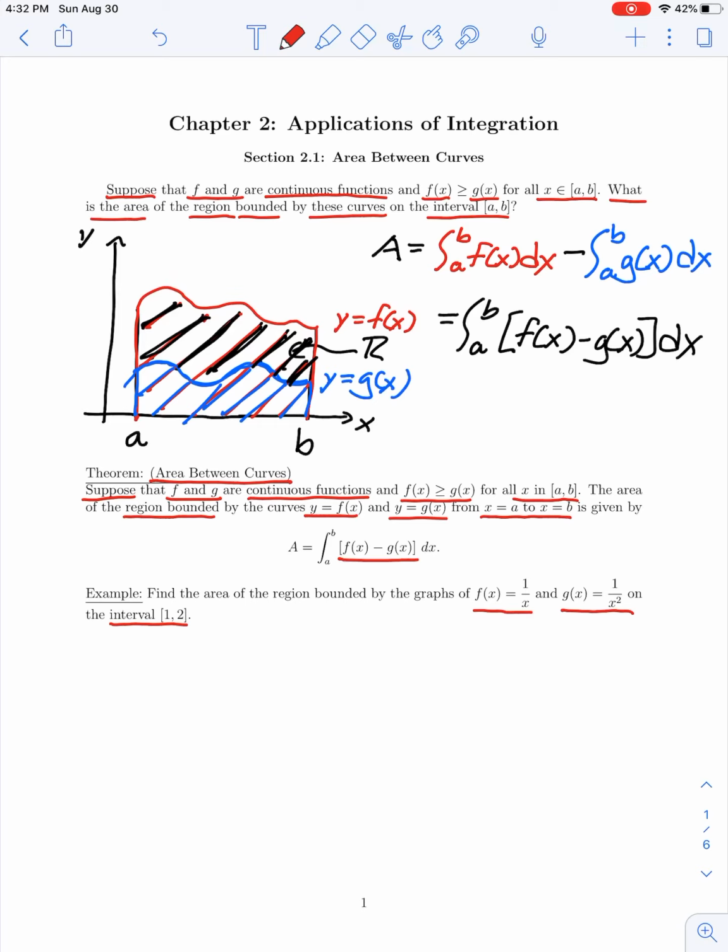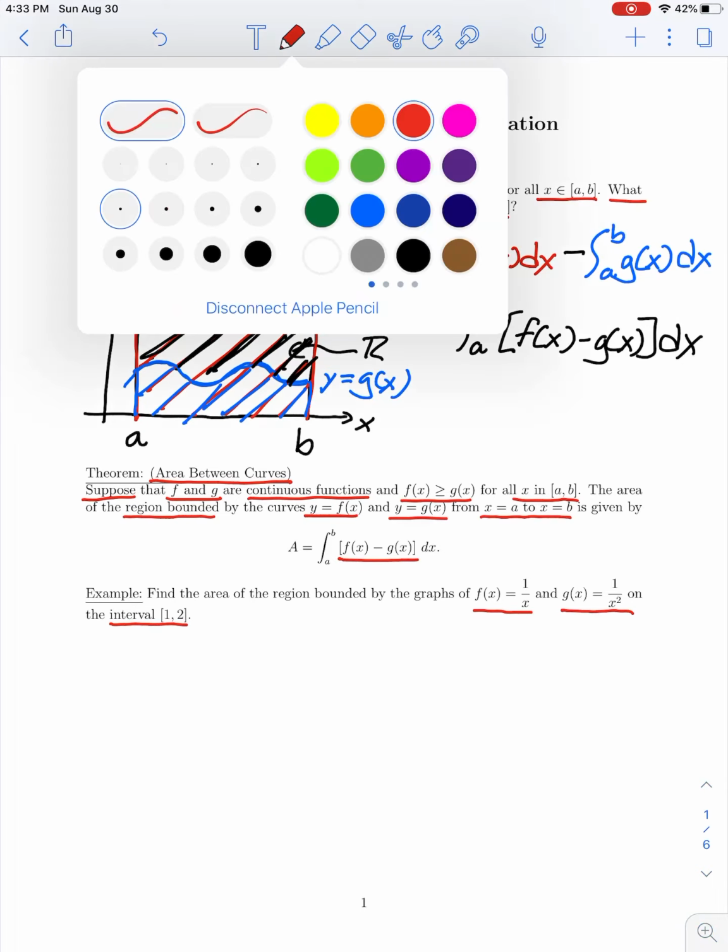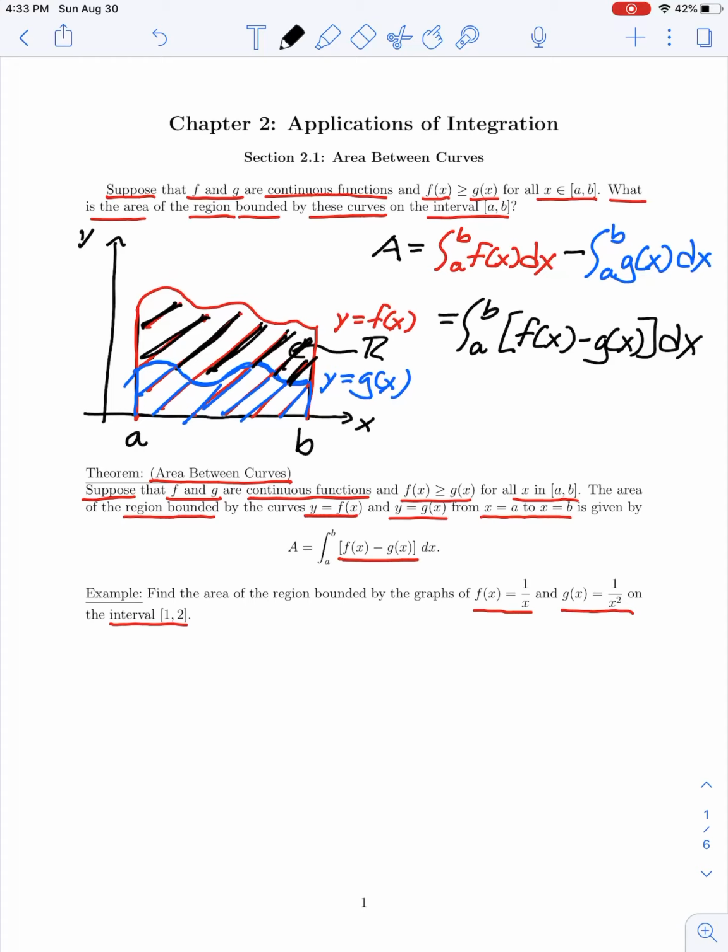Okay, so I'll mention for the examples, or for the problems in chapter 2, it's often helpful to sketch the graphs of the functions and visualize the region that we're interested in. We'll see that not only for problems in section 2.1, but throughout this chapter 2 material. So my first step is going to be to graph or give a rough sketch of the graph of these two functions over my interval of interest.